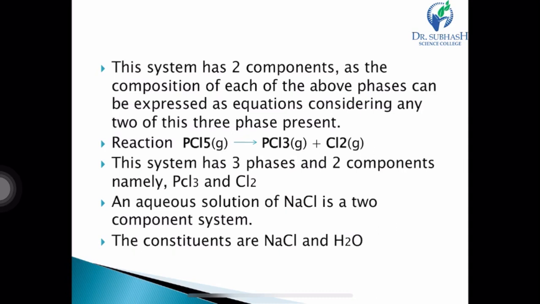An aqueous solution of NaCl is a two-component system, water and NaCl. In what do we make an aqueous solution? In water, right? So these constituents are NaCl and H2O.